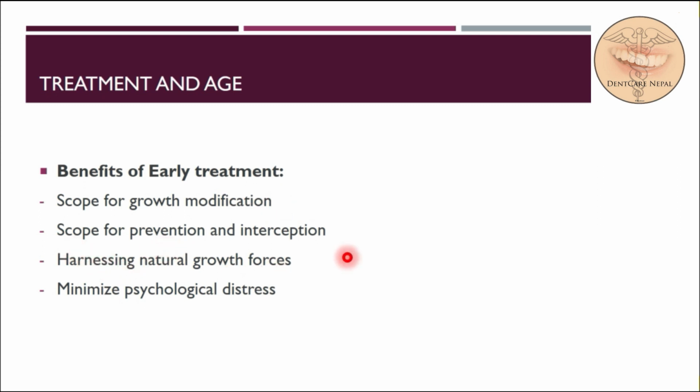And scope for prevention and interception. If the space is decreasing, we can use space regainers, and space maintainers also for prevention of more severe malocclusion. Distalization of the molars can be done. And minimizing the psychological distress. When a patient of 11-12 years old has to wait till 18 years old for proper orthodontic treatment, if early treatment is provided, then the psychological distress borne by the patient is reduced. So those are some benefits of early treatment.